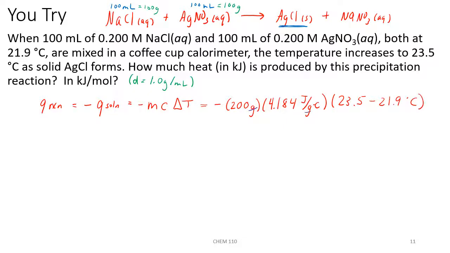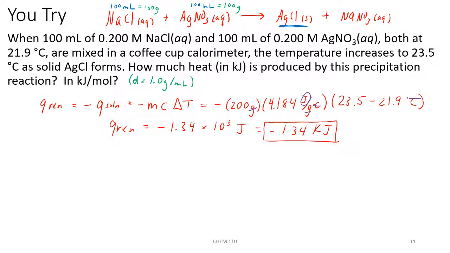Our units of grams cancel and our units of Celsius cancel. Our heat is in units of joules. And the heat of our reaction is equal to negative 1.34 times 10 to the third joules, or negative 1.34 kilojoules if we divide by 1,000. The negative sign out in front tells us that this is an exothermic reaction, one where heat was given off. So heat would be a product of this reaction.